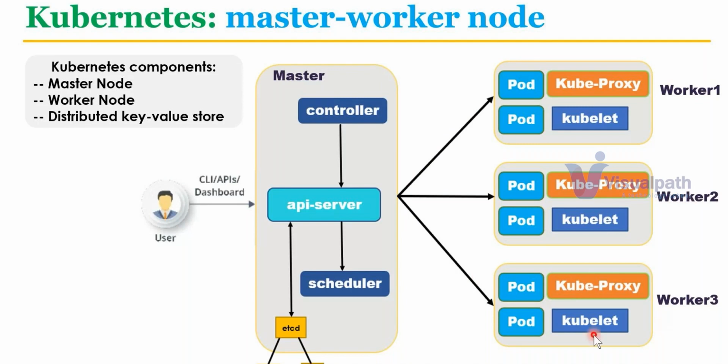And my master node, how many components? The etcd database is here, scheduler is here, the API server, the main guy, is here, and controller manager is here. We say controller, this is our control manager. This is the master node, 4 components.